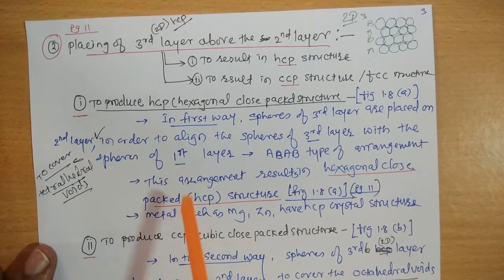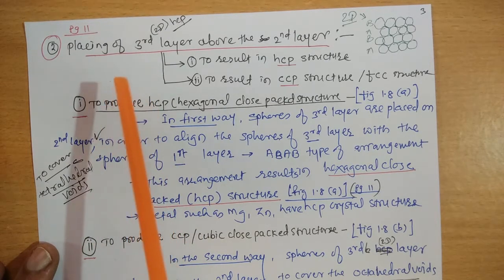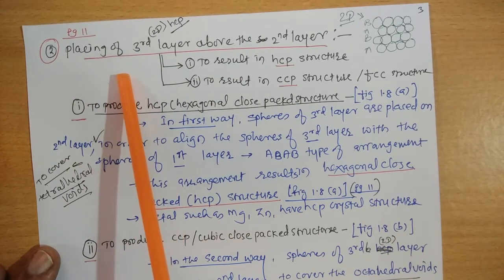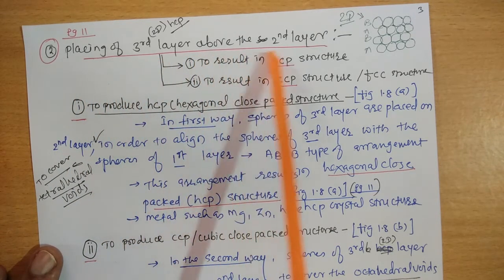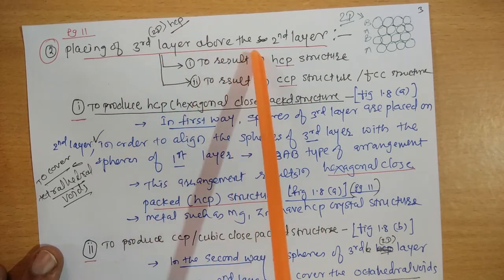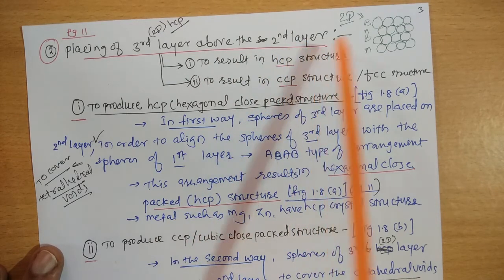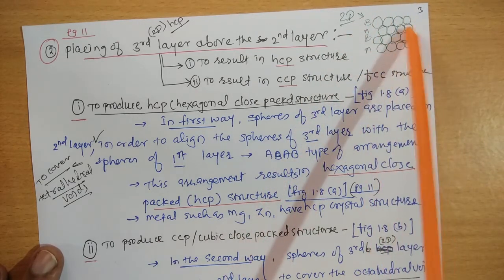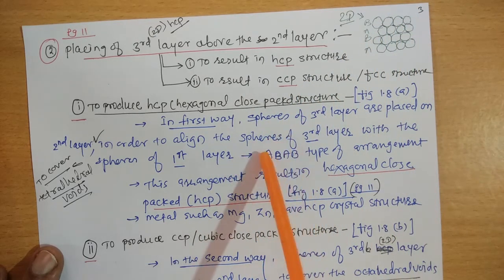We have seen the placing of the second layer over the first layer, that is, placing of the two-dimensional hexagonal packed layer over the first layer. Now the next step is placing of the third layer above the second layer, that is, placing of a two-dimensional HCP layer above the second layer. This is to create the 3D structure, three-dimensional structure.